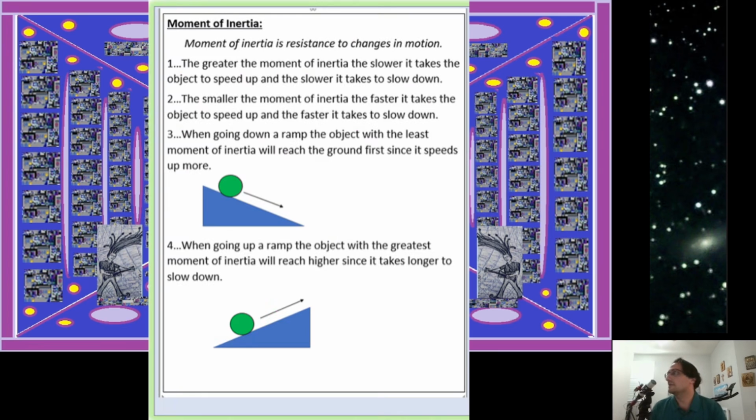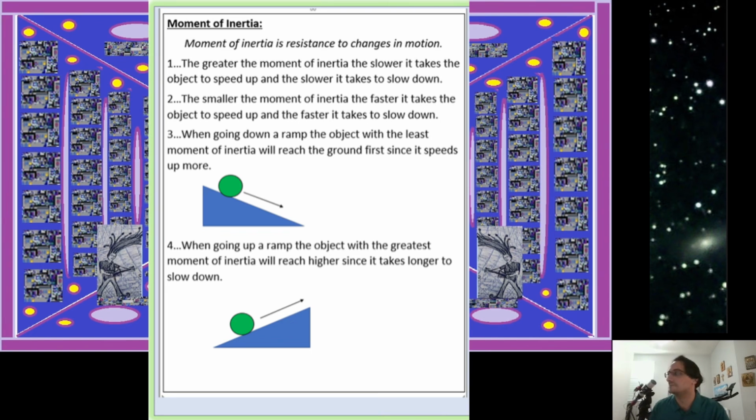Moment of inertia is resistance to changes in motion. The greater the moment of inertia, the longer it takes the object to speed up and the longer it takes to slow down. So if an object has a lot of inertia, it takes a greater amount of force for it to accelerate. If you apply the same force to an object with less inertia, the second object will accelerate more because there is less inertia.